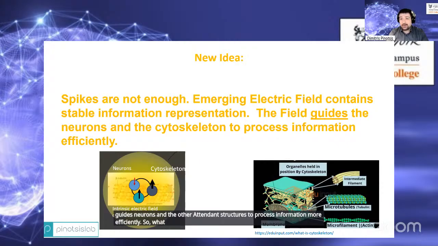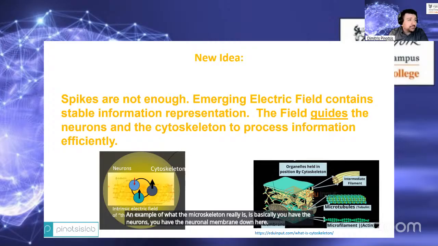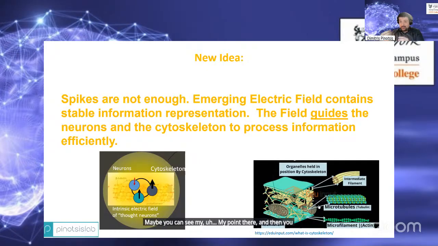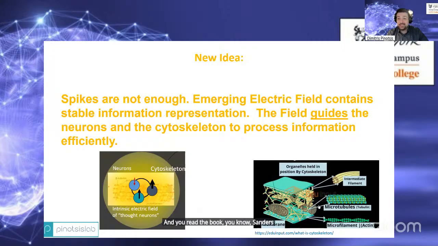So what is the evidence so far? We have some unpublished work, but I'll talk more about published work now for this hypothesis. By the way, on the right-hand side you see an example of what the cytoskeleton really is. You have the neurons, you have the neuronal membrane down here. Maybe you can see my pointer. Then you have these other structures. Within neurons, you have these microtubules, and if you like consciousness studies and you are an aficionado of Penrose, and you read the book Shadows of the Mind, you might have heard about these structures that are associated with the emergence of consciousness.